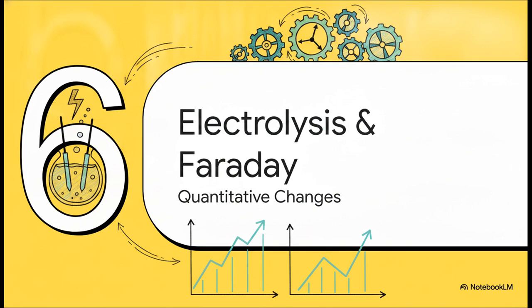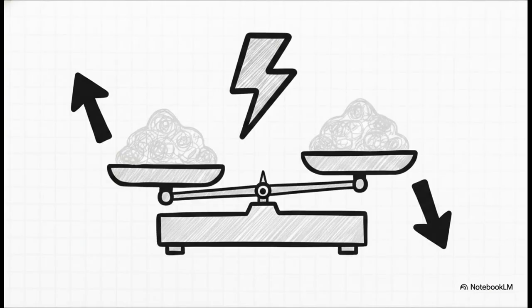Section 6, Electrolysis and Faraday laws. For our final frontier, we have to look at how we actually measure these chemical changes, and that brings us to Faraday's laws. It really boils down to this. In electrolysis, electric current causes a chemical change. The mass of the substance deposited is going to be directly proportional to the total electric charge passed through it.